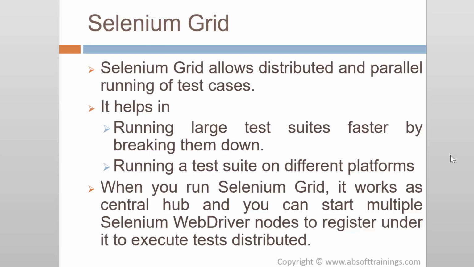Or running a test suite on different platforms, this is compatibility testing. So you have 100 test cases and you want to run them on different platforms, like three combinations, say Edge and Windows 10, Safari and Mac OS, then Solaris and Chrome. Like that you have three combinations or 10 combinations. Then you have to repeat those 100 test cases on those 10 combinations. So we can use Grid and we can run them in parallel.